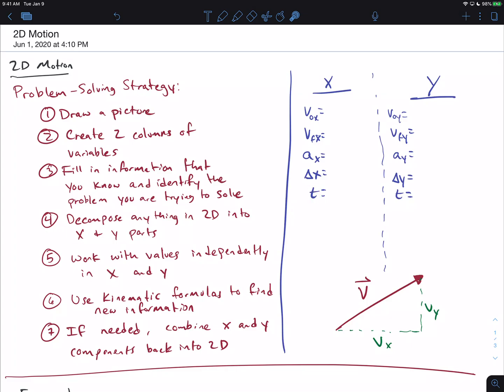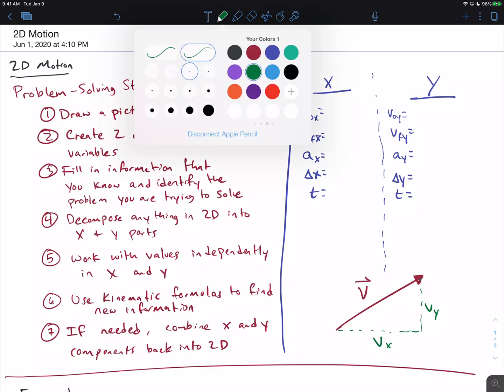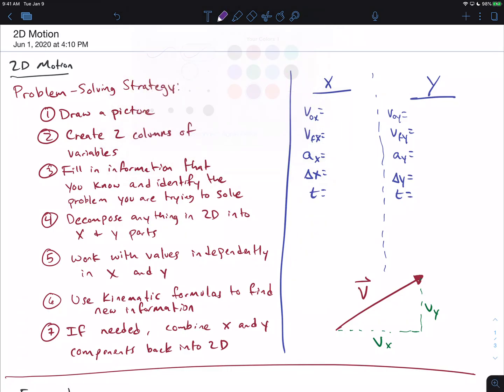And then we just use our kinematic formulas that we already know from the previous lesson. So we'll take those kinematic formulas and we'll work with them. We'll find out the missing pieces of information, anything we're trying to find. And if we need to, at the end, we'll combine them back. So at the end, maybe I'll have some final velocity. Here, I'll make a note.